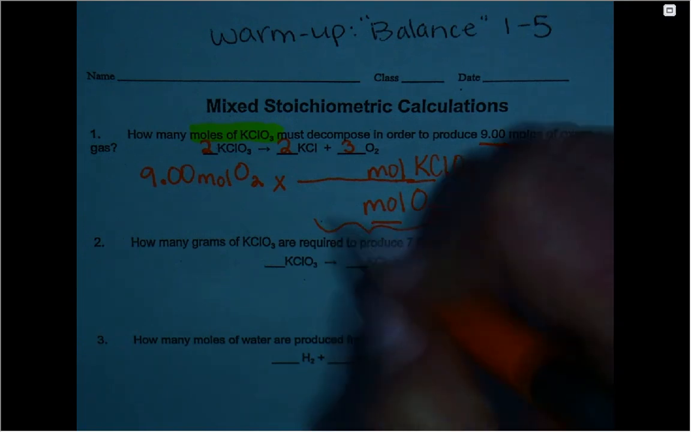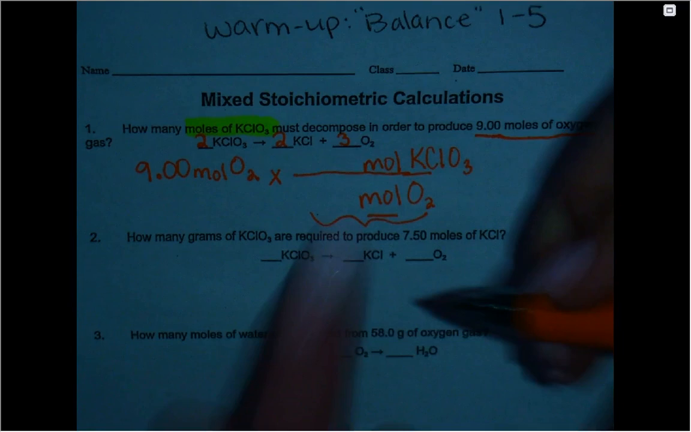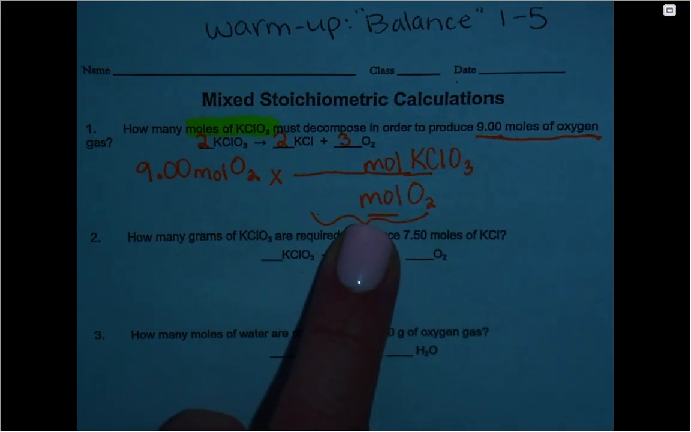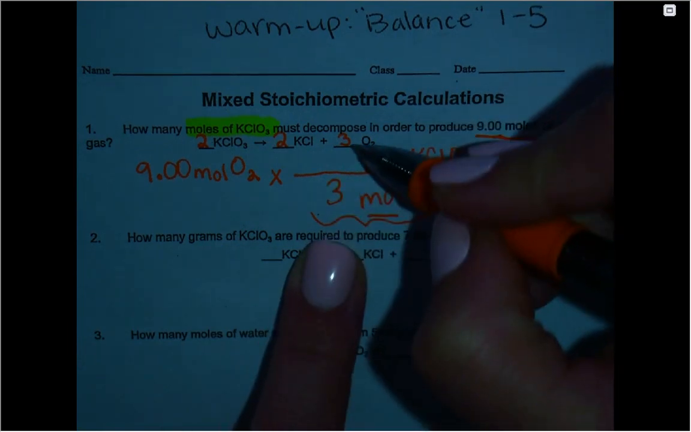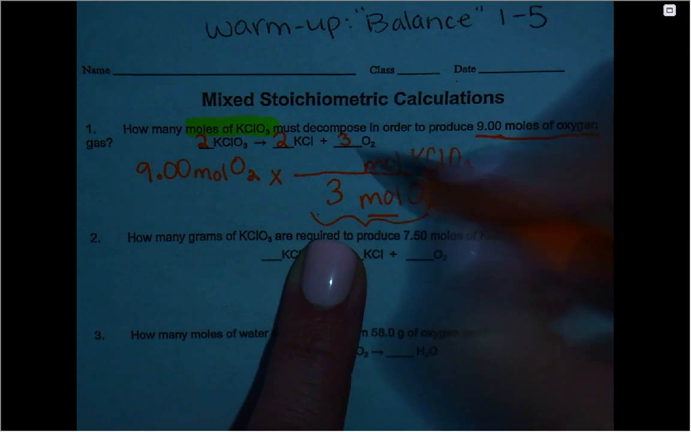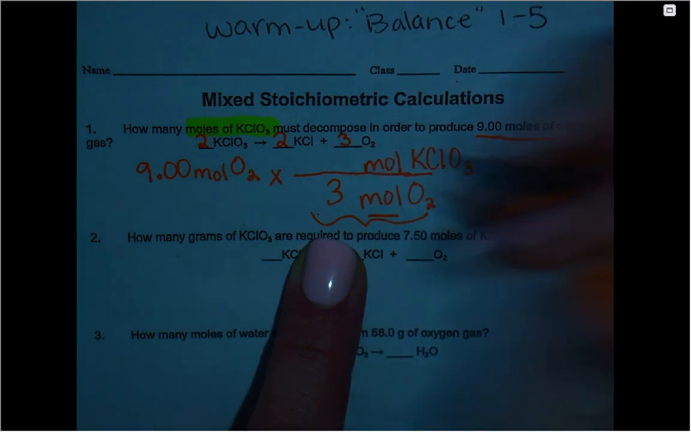All right. So this part, like we just said, we're going to pull from the coefficients. So let's go ahead and pull our coefficients. So what coefficient is with oxygen? What number? 3. Yes. So we're pulled from right here. How about KClO3? That's a 2.